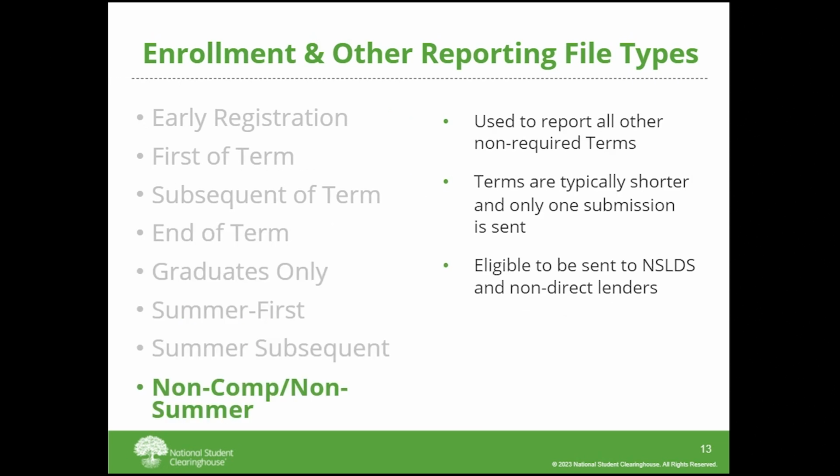Non-compulsory and non-summer files are used to report any non-standard and non-required terms that do not fall under the summer term category, such as Maymesters or J terms. Non-compulsory terms are terms that students are not required to take courses in to still be considered continuously enrolled. Non-compulsory terms should be included on your Clearinghouse enrollment reporting schedule. These terms are typically much shorter than other terms and often have only one submission on the schedule.